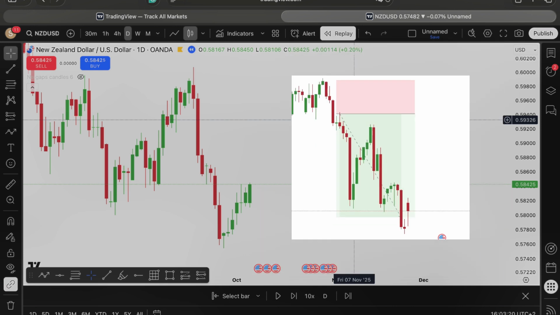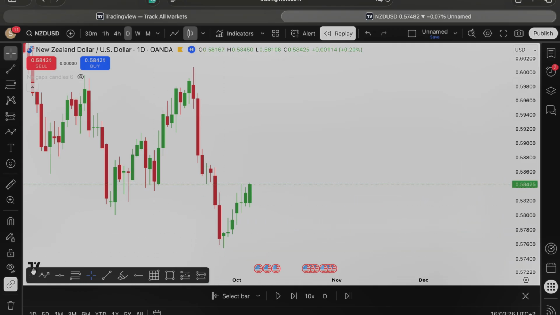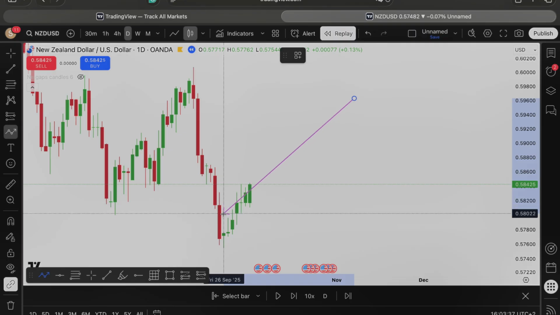In this video, I'm going to break down the 1 to 3 risk to reward on NZD USD. So we always start off on the daily time frame. And on the daily, we first want to identify our impulse. So as you can see, this is going to be our impulse.